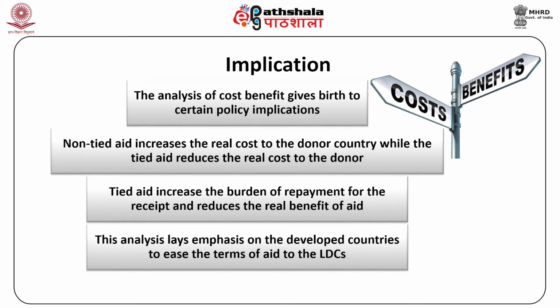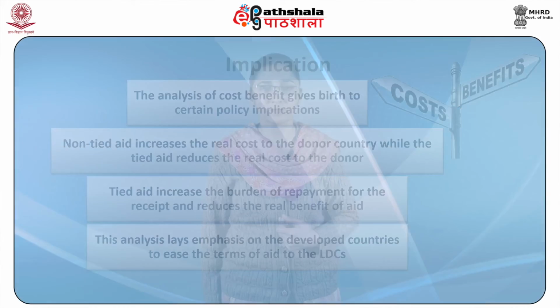This analysis lays emphasis on developed countries to ease the terms of aid to the LDCs. They should so adjust the aid that the grant equivalent per unit value of aid given should increase rather than decline. Further, there is always the fear that the recipient may default on loan payment. Therefore, the donor should provide grants rather than loans.